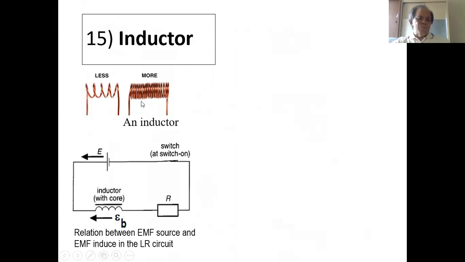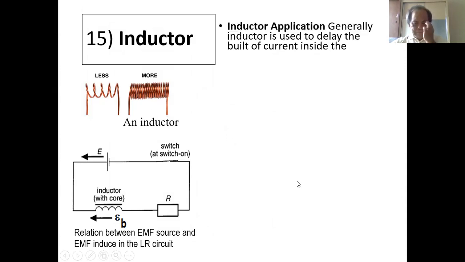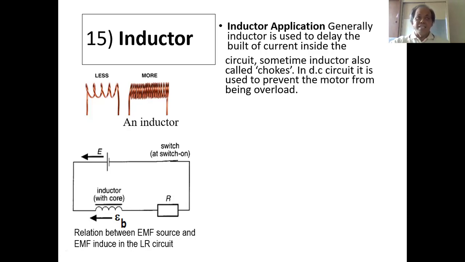Okay, so that is the representation. There's less turn, there's more turn, there's a coil or inductor. Inductor application, generally, inductor is used to delay the build up of current inside. It takes time for the current to build up, so it delays the current reaching the final value.